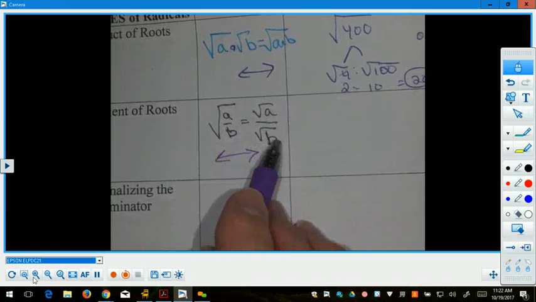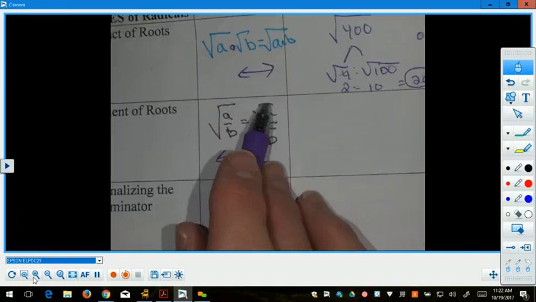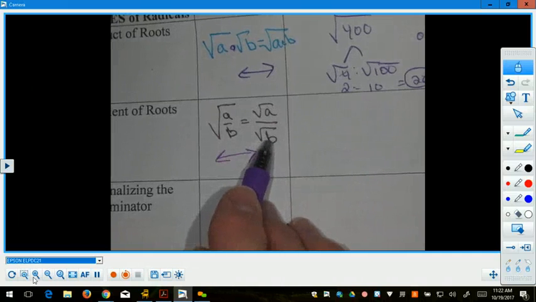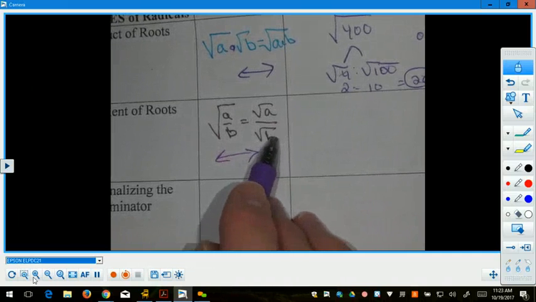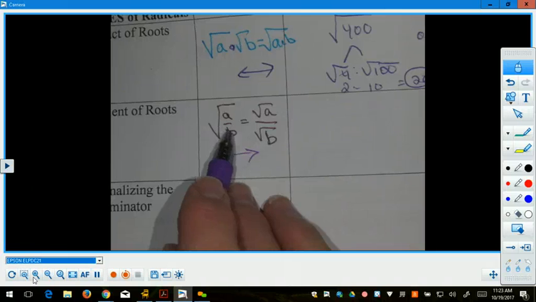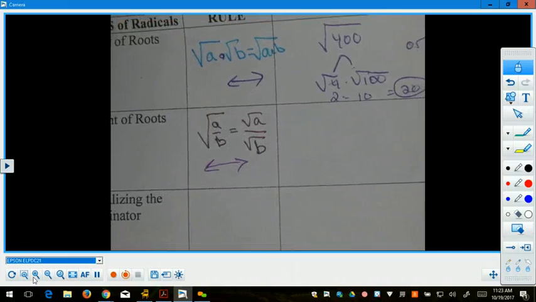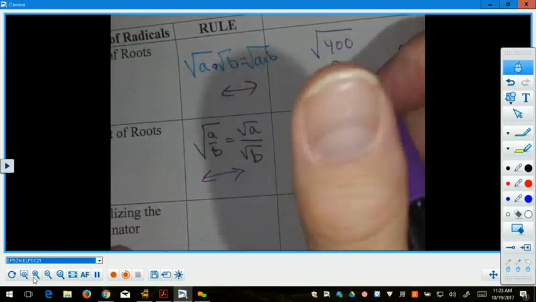The time that it makes sense to combine them is if you have two separate square roots that you're dividing, and this isn't a perfect square, but they have a common factor. Because then I could divide away that common factor before I start breaking them down. So here is an example.